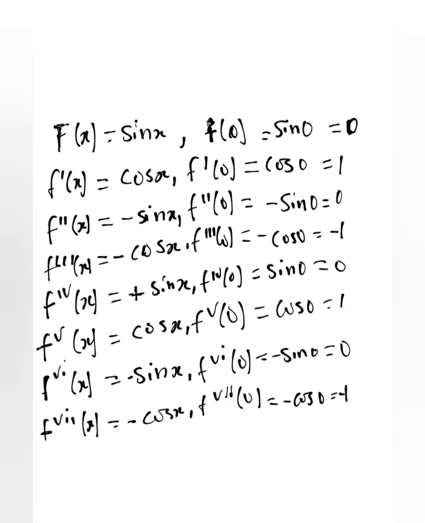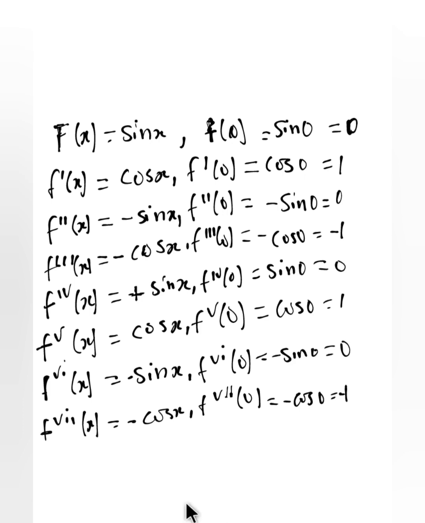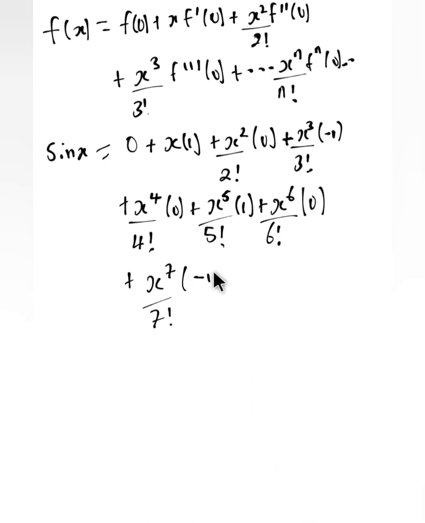The sixth derivative is 0, plus x raised to power 7 over 7 factorial, then the seventh derivative. The seventh derivative is minus 1. And let's keep on going.